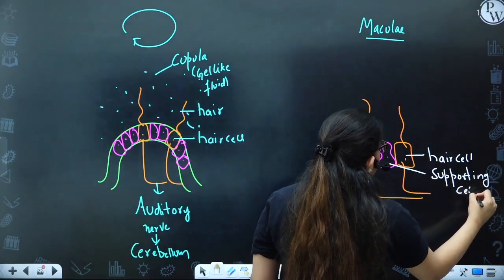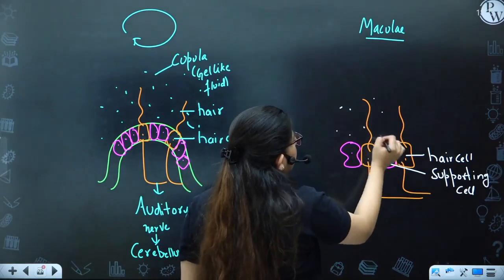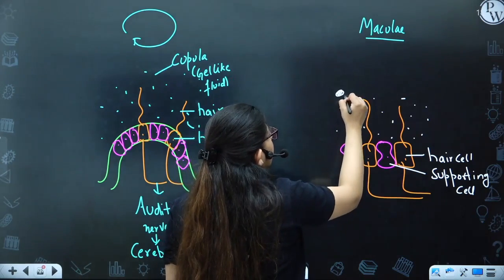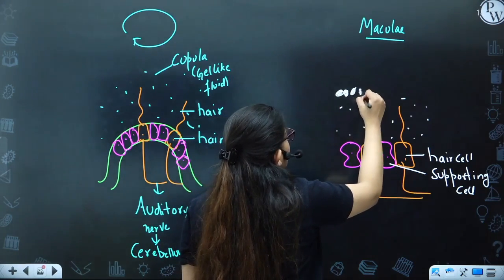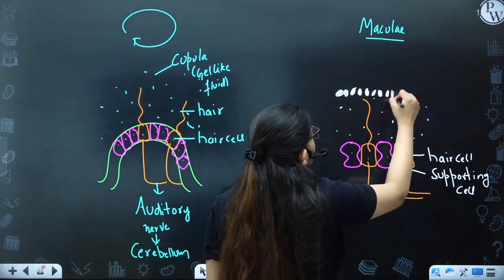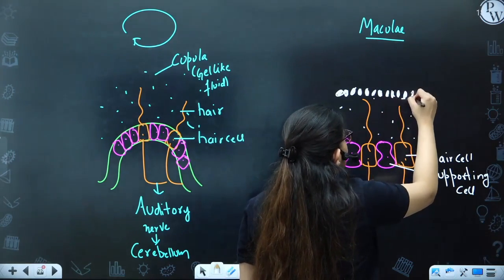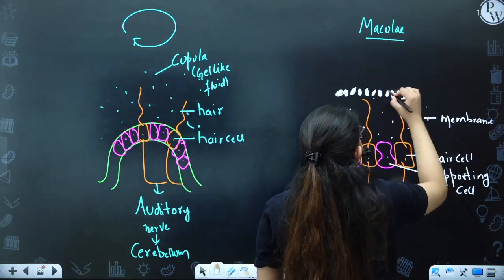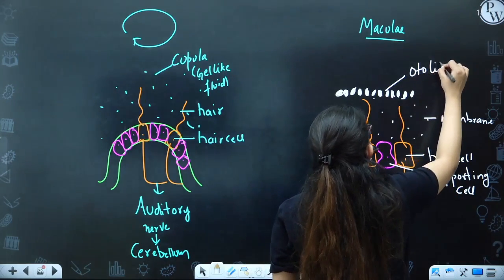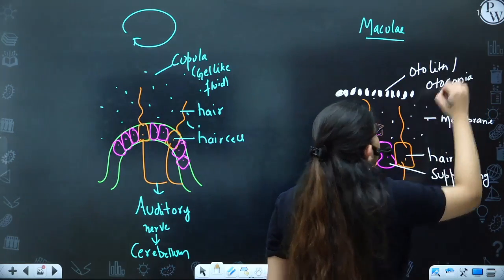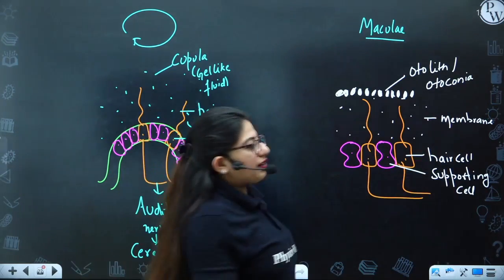Okay, now here is a membrane, and on the membrane is present a calcium carbonate structure known as the otolith organ or otoconia. So this is a membrane, and above the membrane is present the structure known as the otolith organ or otoconia. These otoliths or otoconia are made up of calcium carbonate.